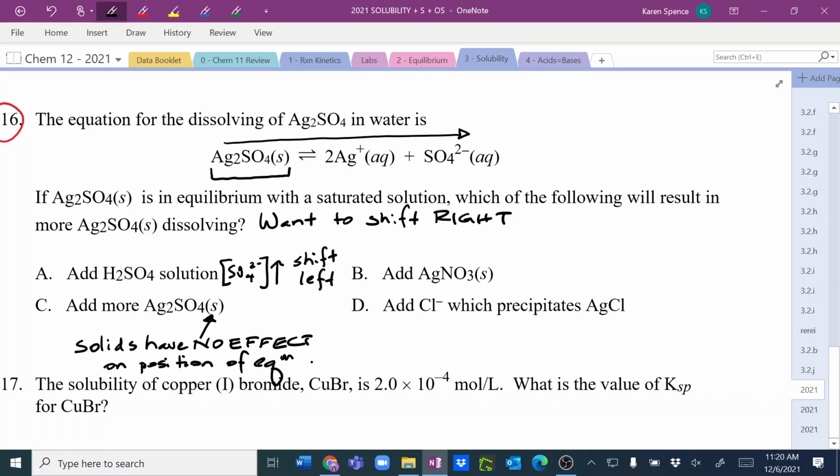How about adding AgNO3? Yeah, Ag goes up and we shift left. What if we add chloride, which precipitates silver chloride? Yeah, our concentration of Ag is going down, so it shifts right, which is exactly what we wanted. Okay.